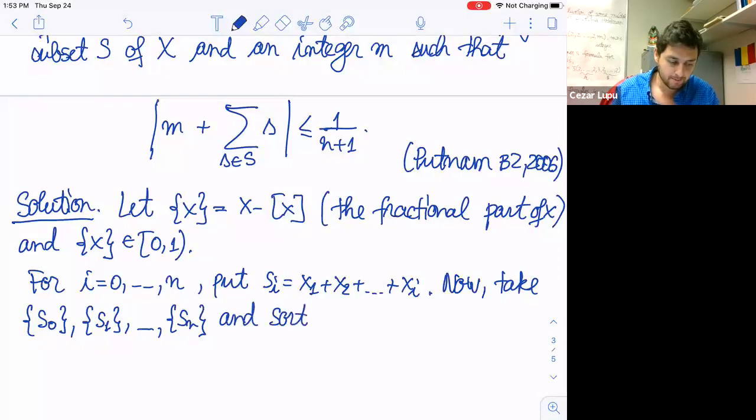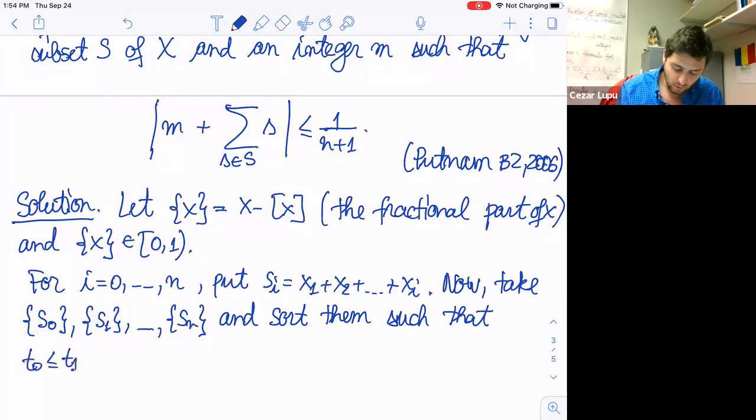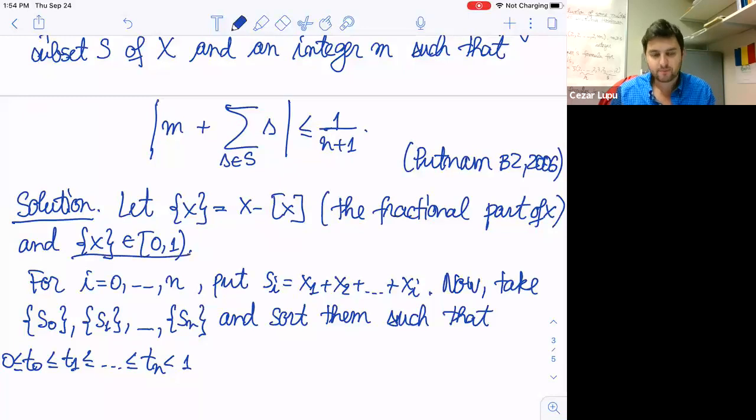and let's say sort them such that we obtain the following numbers. So instead of these, I'll call them t_0 less than or equal to t_1 less than or equal to ... t_n, right? And of course, these are between 0 and 1. Keep that in mind, right? Greater than or equal to 0 here, because of this guy here. Okay, so I sorted my numbers like this between 0 and 1.